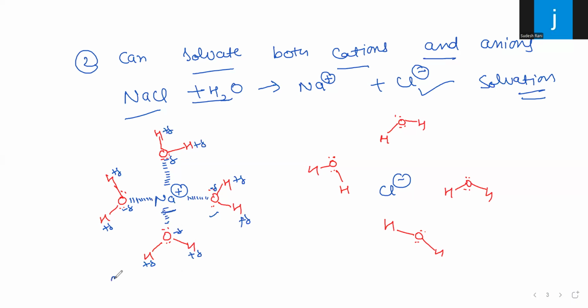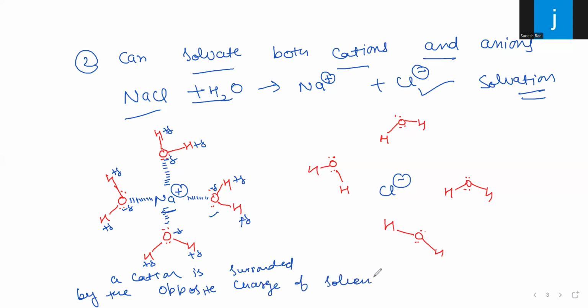When a cation is surrounded by the opposite charge of solvent molecules, then this cation is stabilized. For this, we use the term solvation. What is the solvent here? Water. Water is acting as the solvent. So the water molecules are stabilizing the sodium cation by surrounding it.